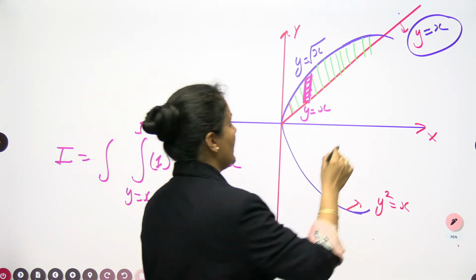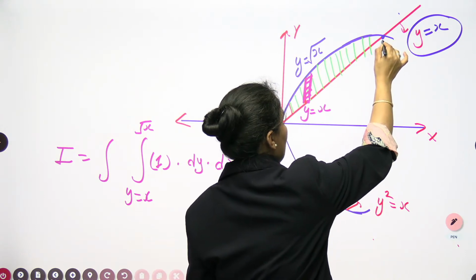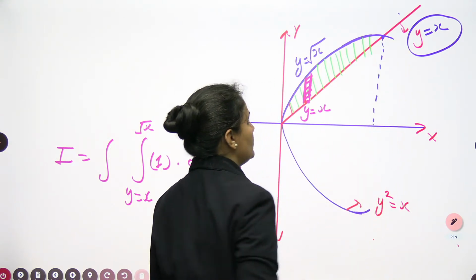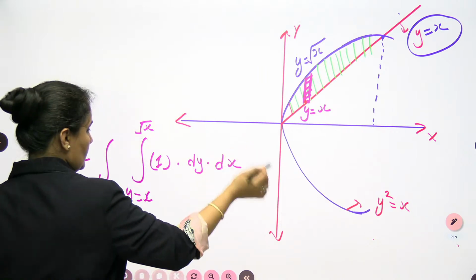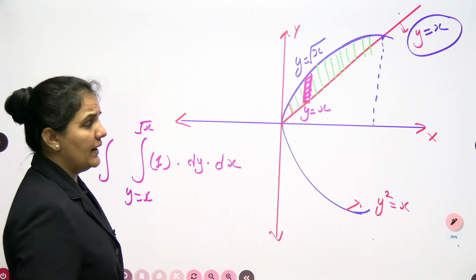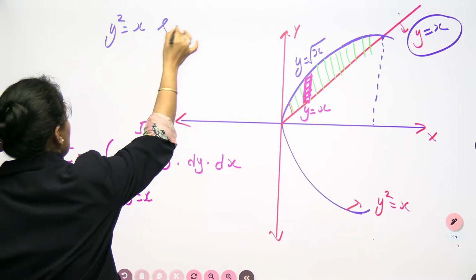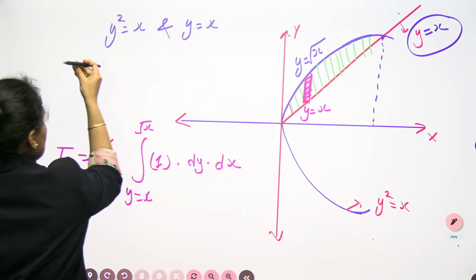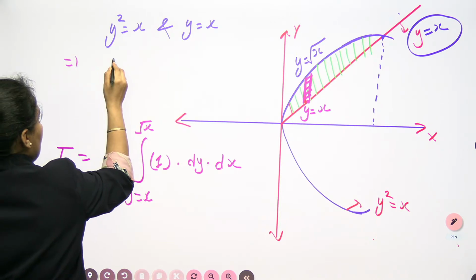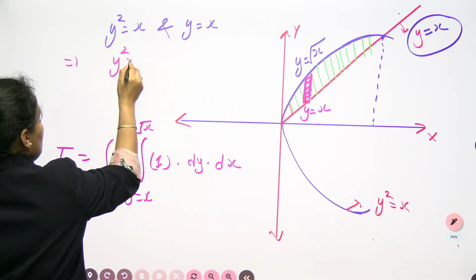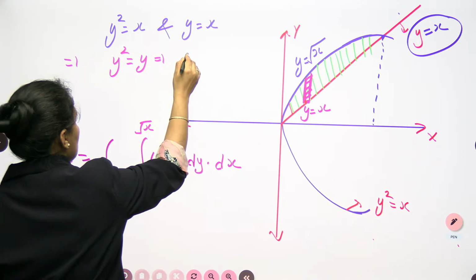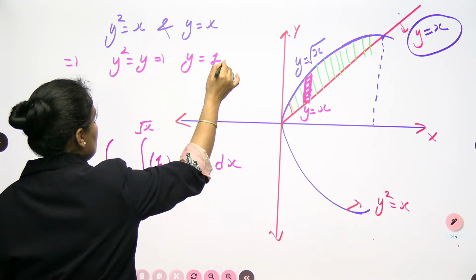Now what about the limit of x? We can find out the intersection point when we have y square is equal to x and also y is equal to x. When I solve, I get y square is equal to y.